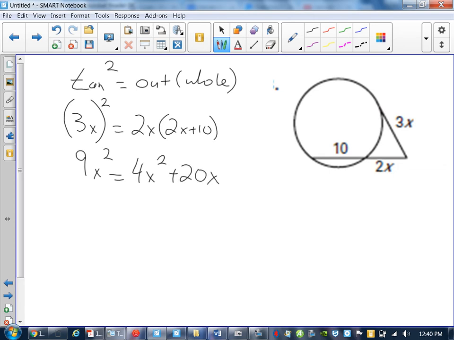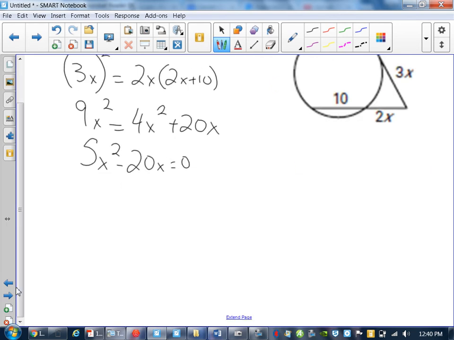So now in this case, you don't have any constants. What I mean by that is any number without variables. So you have to set one side equal to 0. I'm going to take everything on the right and move it to the left. Subtract them both over. You get 5x squared minus 20x, and that's 0.